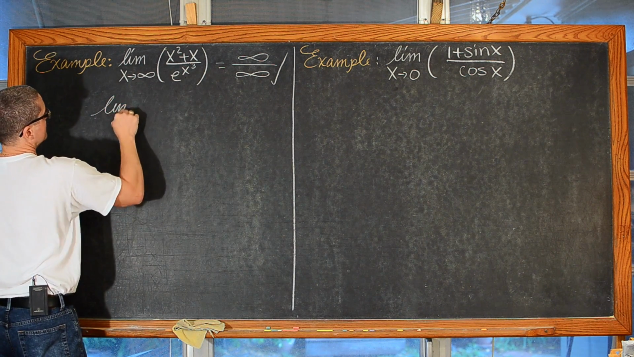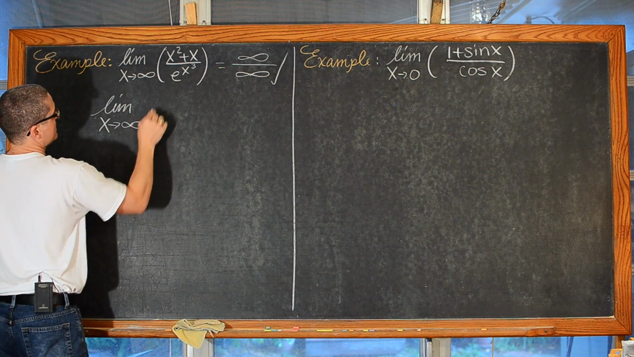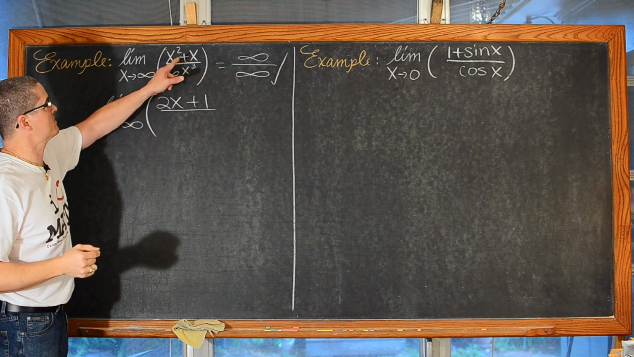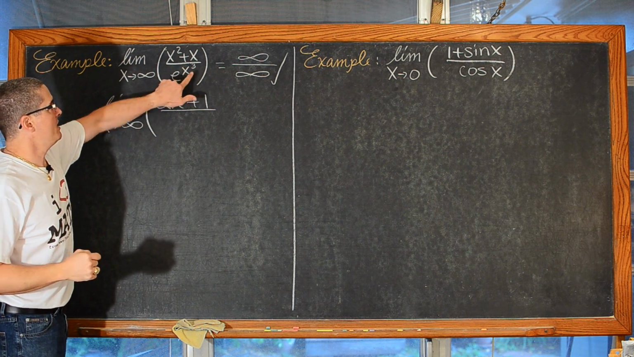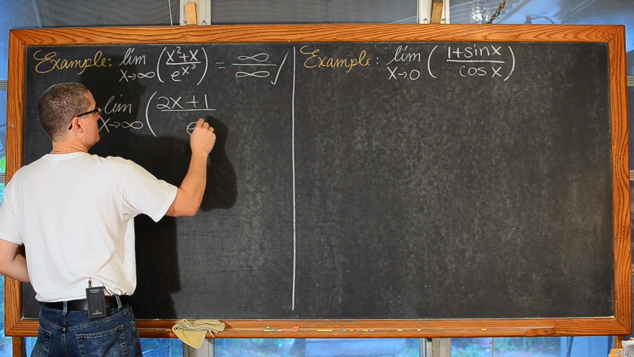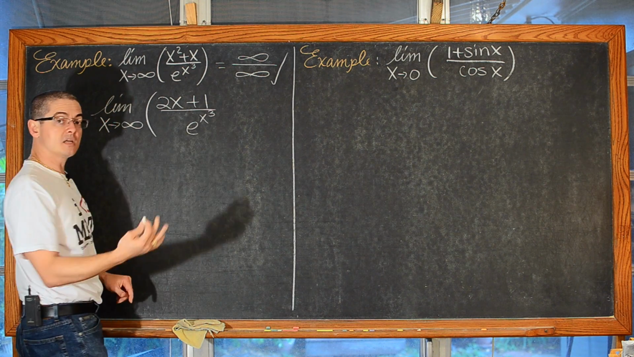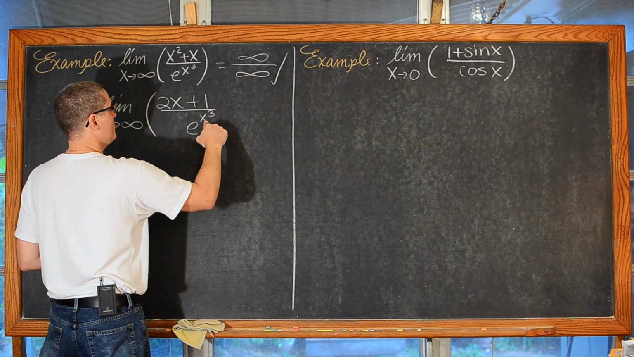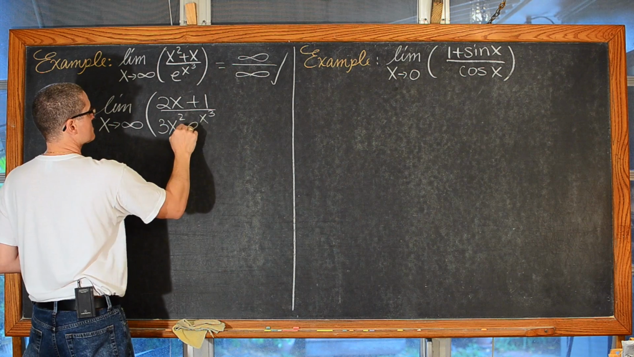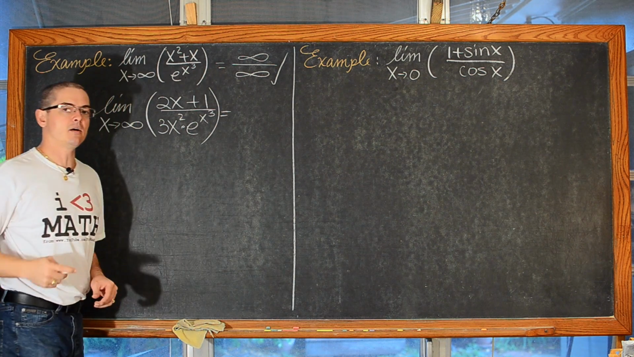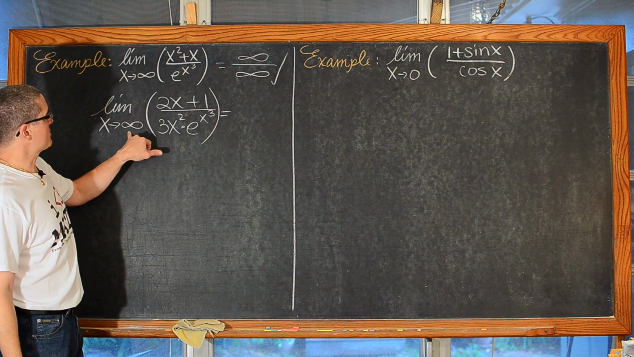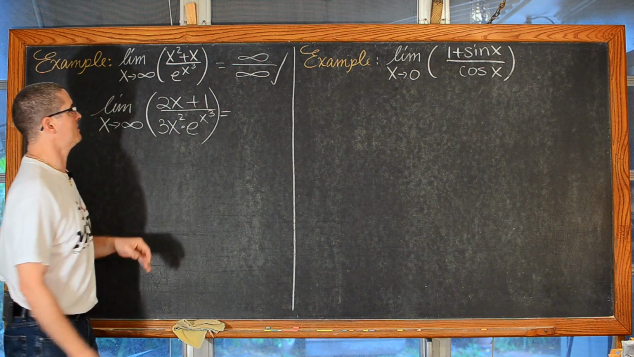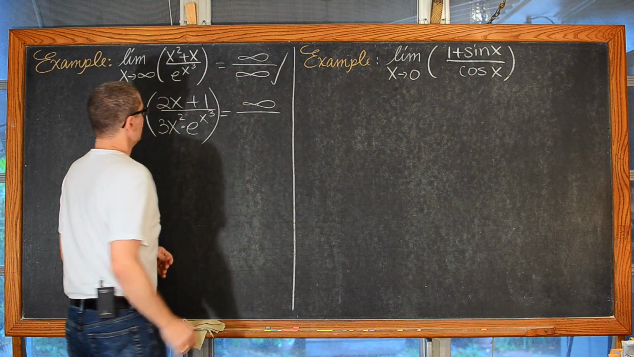L'Hopital: limit as x approaches infinity of 2x plus 1, again finding the derivative with respect to x. And the derivative of e to the u is e to the u times u prime, or du, and the derivative of x cubed is going to be 3x squared. Excellent. Now let's find that limit. The limit as x approaches infinity of 2 times infinity is still going to be infinity. Okay, this is not looking good.